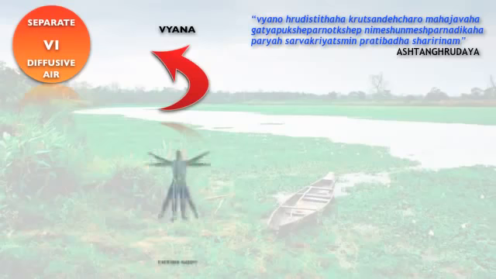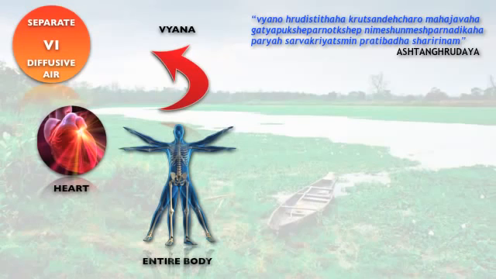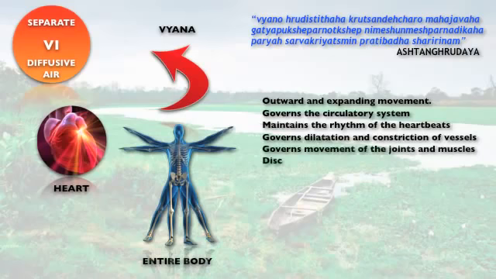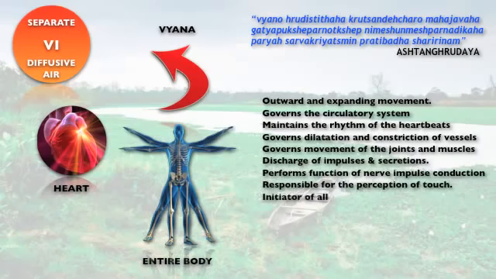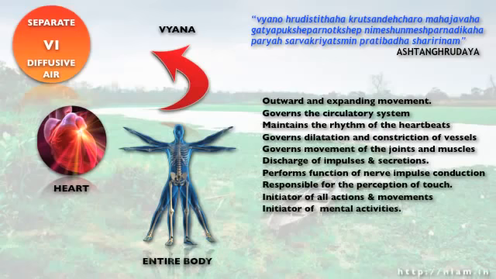Vyana Vayu is located in the entire body and specifically the heart. Vyana has mainly an outward and expanding movement. It is centered in the heart and distributed throughout the entire body. It governs the circulatory system, maintaining the rhythm of the heartbeats, dilatation and constriction of vessels, the movements of the joints and muscles, and the discharge of impulses and secretion within this system. It performs the functions of nerve impulse conduction and is responsible for the perception of touch by means of skin. It is the initiator of all actions and movements everywhere in the body, including mental activities.